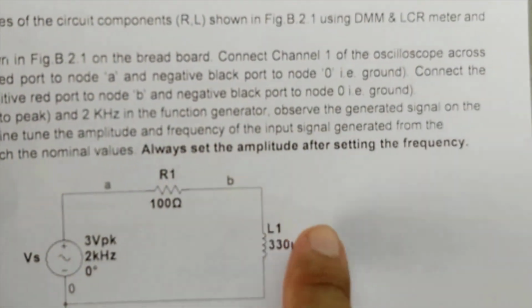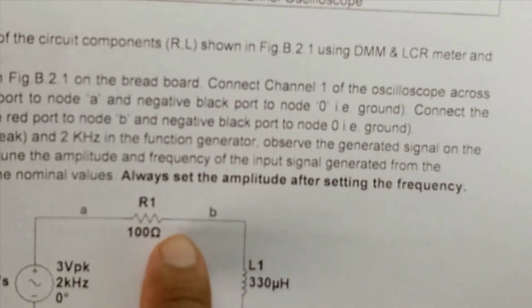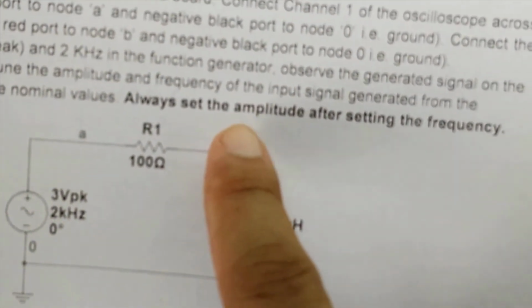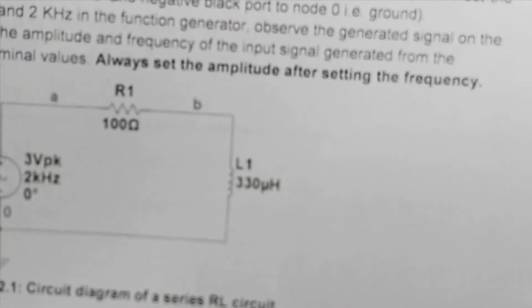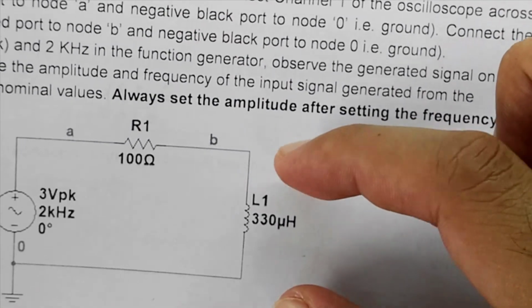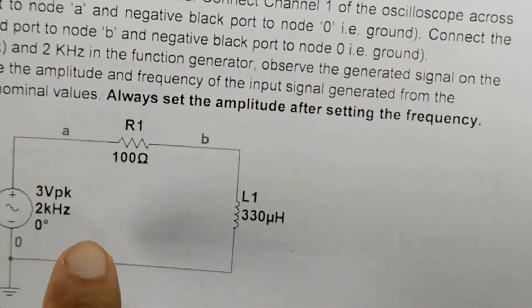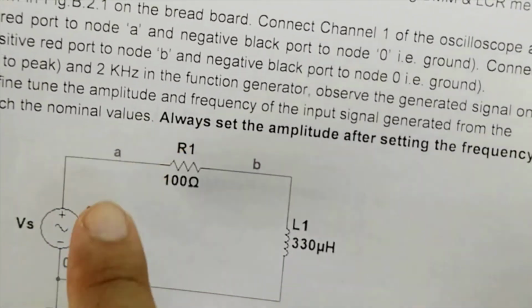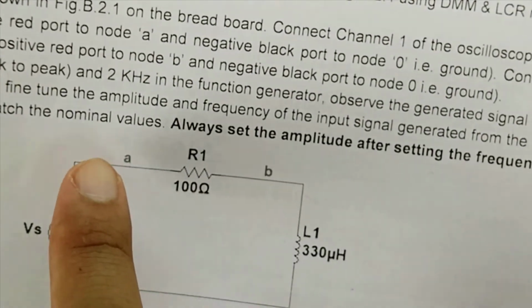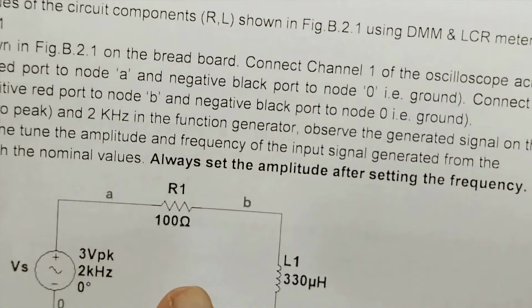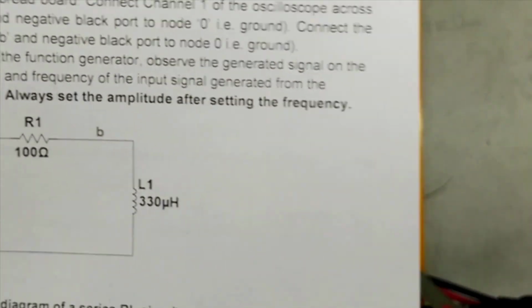Remember, node B is the common node where the resistor and inductor meet. So from node B, with channel 2 we'll get VB, which is the voltage drop across this inductor. We'll get the source voltage from channel 1. And to get the resistance voltage drop, we'll need to subtract voltage B from voltage A, VA minus VB. We can do that by channel 1 minus channel 2 from the math function of our oscilloscope.